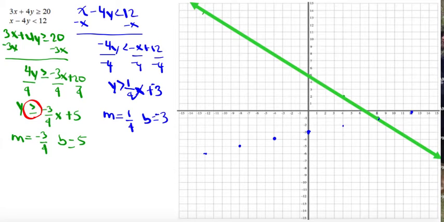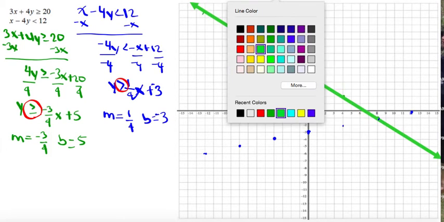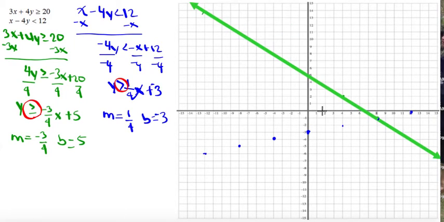Alright, and then my inequality symbol here is greater than. So there's no line underneath, so my line is dashed. It means that the solution isn't on the line.